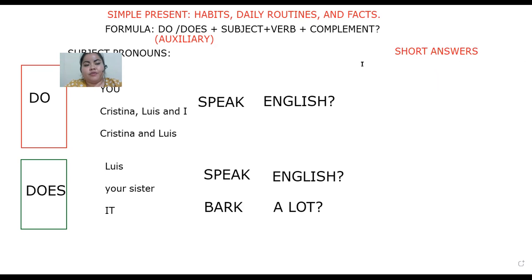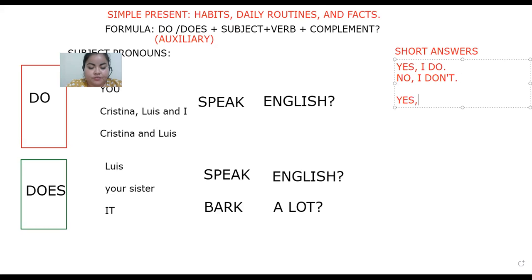Super fácil, right? We can say, I do. Yes, I do. No, I don't. And then with you, what do you think it's going to be with you?